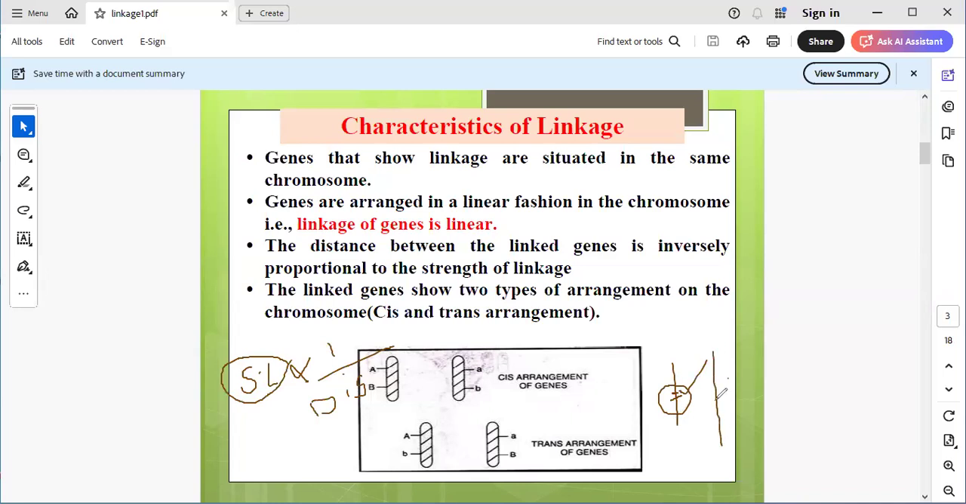In another chromosome, relatively somewhat the distance between the genes is very far. In this case, the strength of linkage is weak.